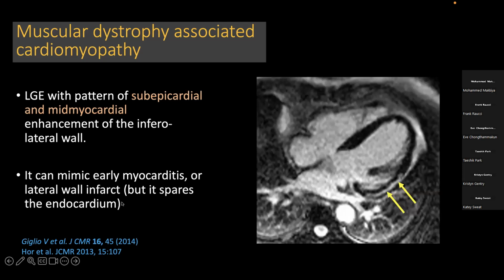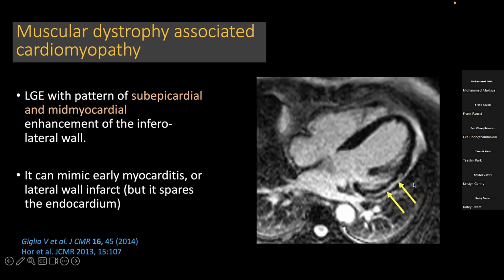The characteristic LGE pattern in those patients is usually subepicardial and mid-myocardial, and particularly the inferolateral wall. So when you see subepicardial enhancement, you'll start thinking, is it myocarditis? This is one of the mimics, but usually the younger age, the diagnosis, and the presence of skeletal myopathies will alert you that this is probably related to the disease rather than myocarditis.